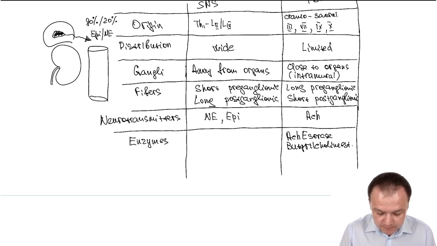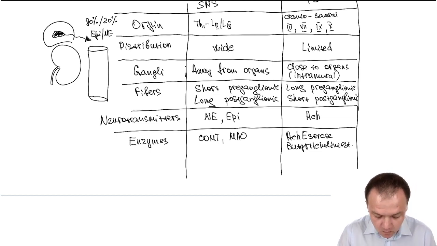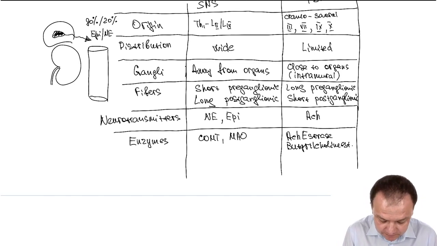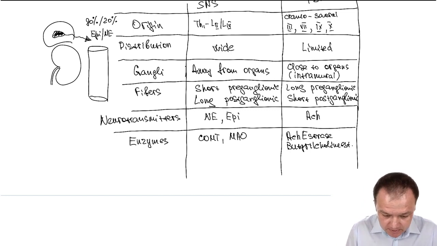What about norepinephrine and epinephrine? Two enzymes we have, COMT and MAO: catechol O-methyltransferase and monoamine oxidase. Monoamine oxidase is present inside the synapse, and catechol O-methyltransferase is present outside.